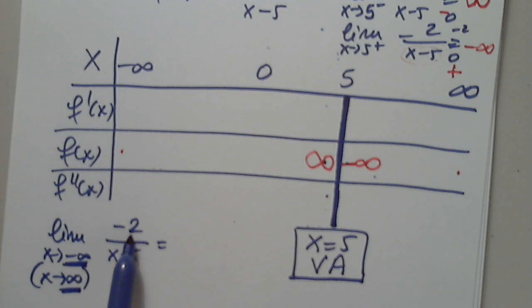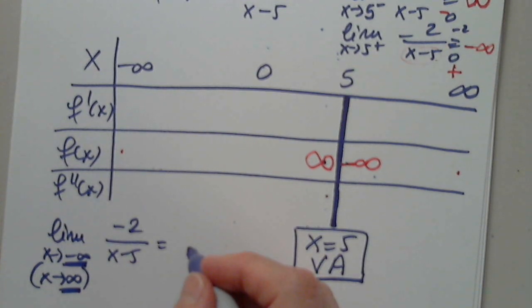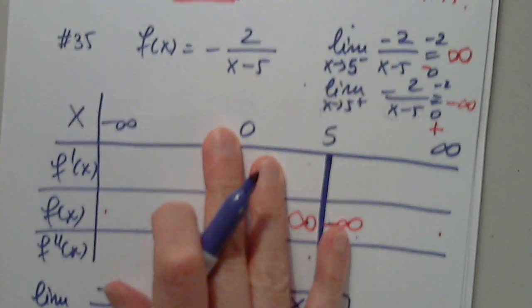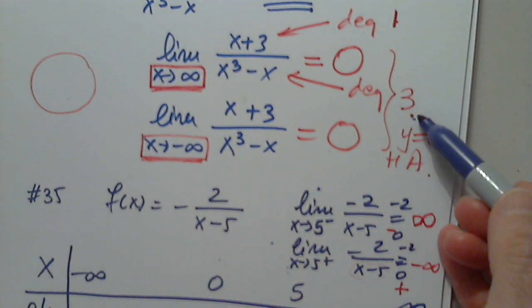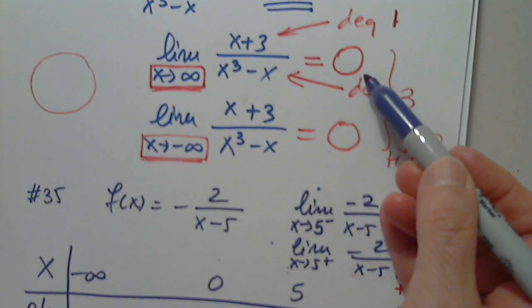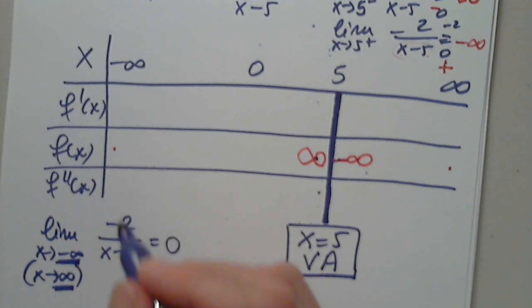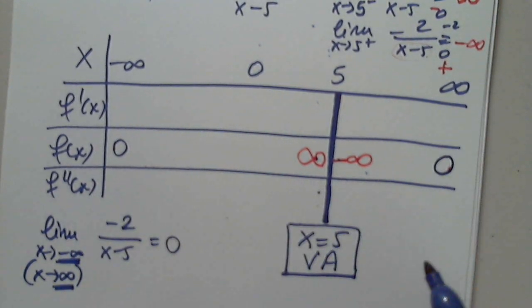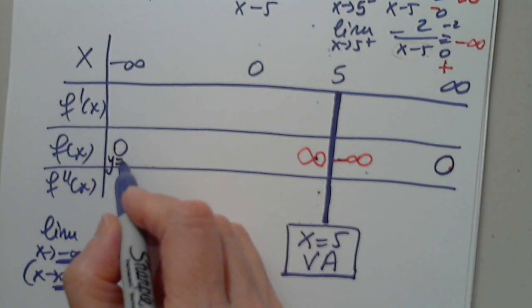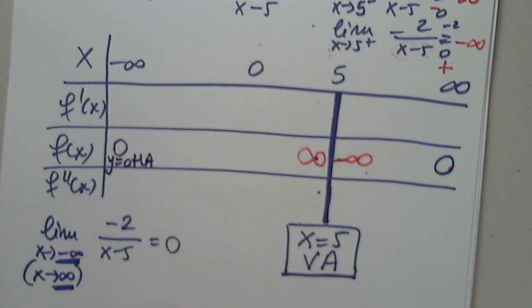I'm dividing negative 2 by infinity. What do I get? I divide degree 1 by degree 3. What do I get? 0. Yes. I divide degree 0 by degree 1. I get 0. 0 and 0. I write myself a note, y equals 0, horizontal asymptote.